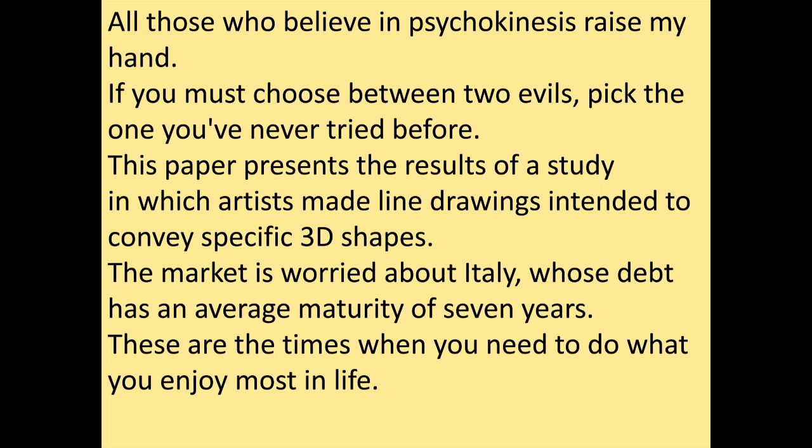So you have a study, and study is the head of this noun phrase, and the modifying relative clause is in which artists made line drawings intended to convey specific 3D shapes. So you see the verb, right? It's made. You see the subject, it's artists. And you see an object, line drawings intended to convey specific 3D shapes. What is that prepositional phrase doing? The results of a study, artists made line drawings intended to convey specific 3D shapes in that study. The prepositional phrase is an adjunct there.